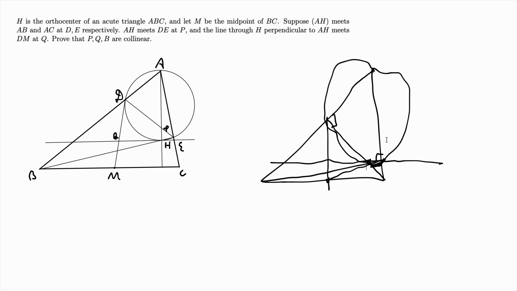So we just need to show that DM and the circle with AH as the diameter are perpendicular to each other. Not perpendicular, tangent to each other. And this looks better.